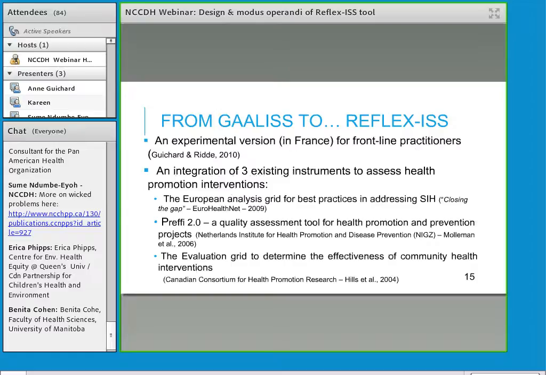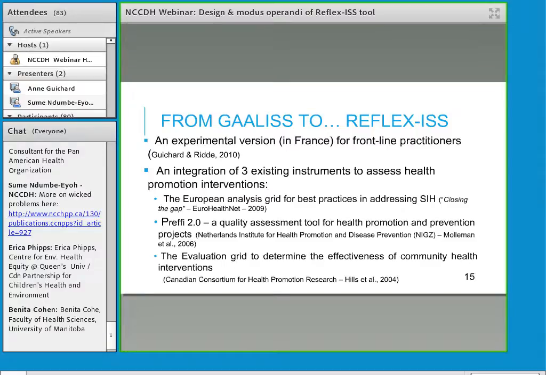Based on these observations, a first version of an analysis and discussion tool to assess action on social inequalities in health was produced and promoted in 2010 in France. This grid was created for frontline practitioners and called GALIS, for Analysis Grid for Actions to Address Social Inequalities in Health. The grid was designed based on three existing instruments to assess the effectiveness of health promotion interventions.